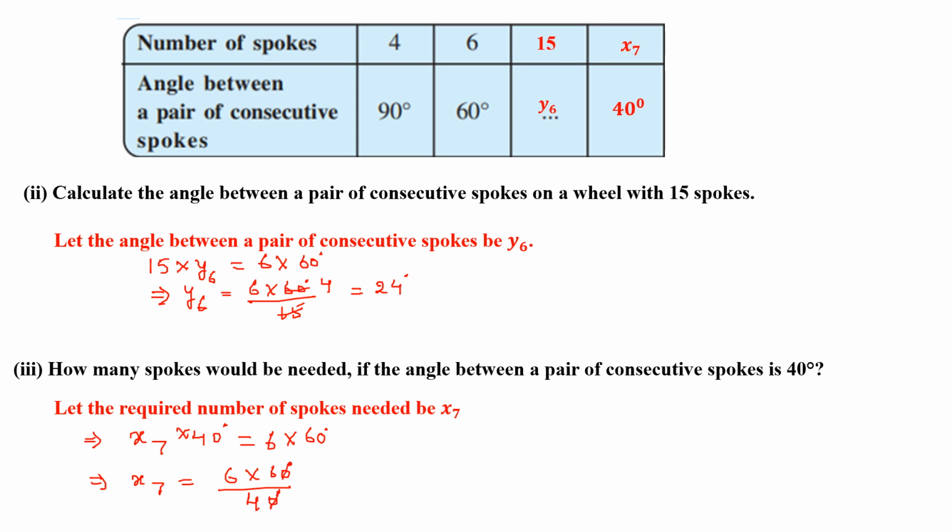So 0 and 0 cancel, 2 3s are 6, 2 2s are 4, again 2 times 1, 2 times 3, so 3 into 3, 9. So the number of spokes will be 9, then the angle between the consecutive pair of the spokes will be 40 degrees. So this is your question number 3.